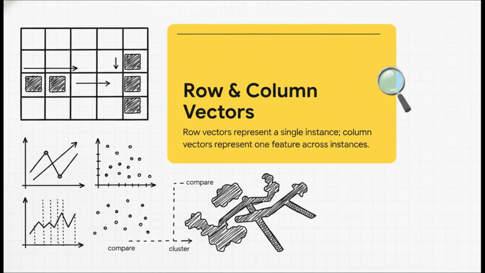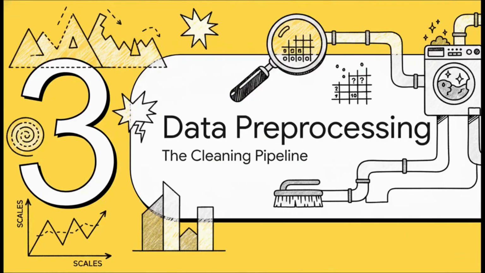By breaking the dataset down this way, we're basically creating a mathematical map. We can now tell the algorithm things like, hey, compare this column vector to that column vector to find a trend, or cluster all these similar row vectors together. Which brings us nicely to Section 3, Data Preprocessing, the all-important cleaning pipeline.